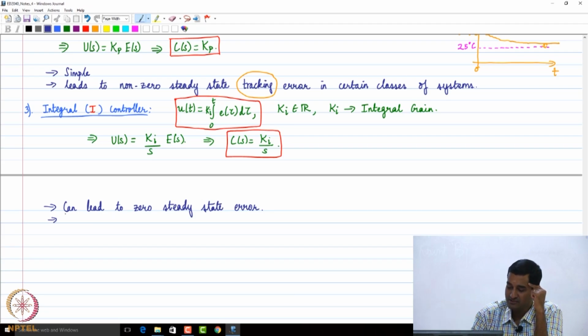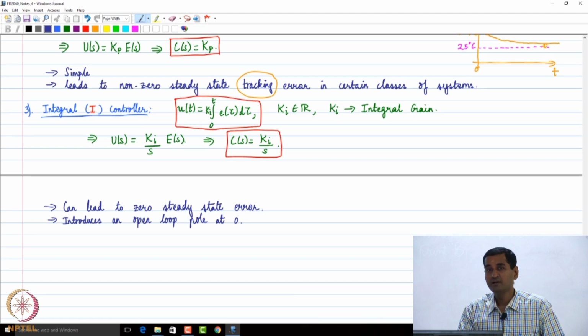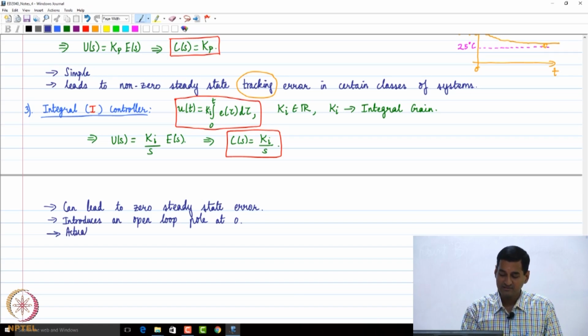So this introduces an open loop pole at the origin, which essentially needs to be accounted for. And more interestingly, integral control can lead to actuator saturation. So that's something which we also need to worry about when we do integral control.